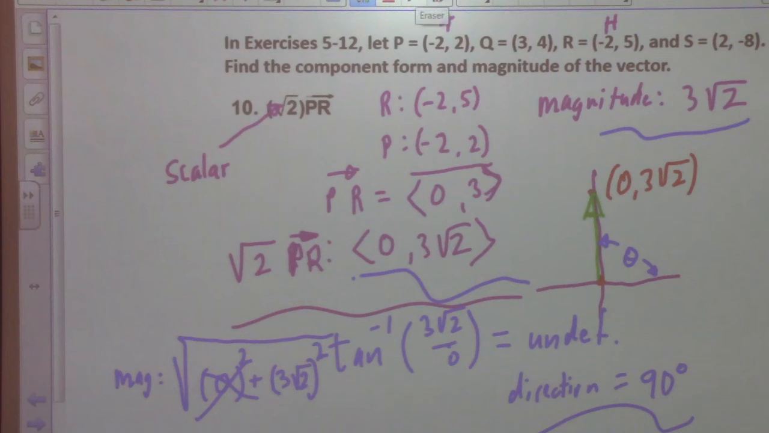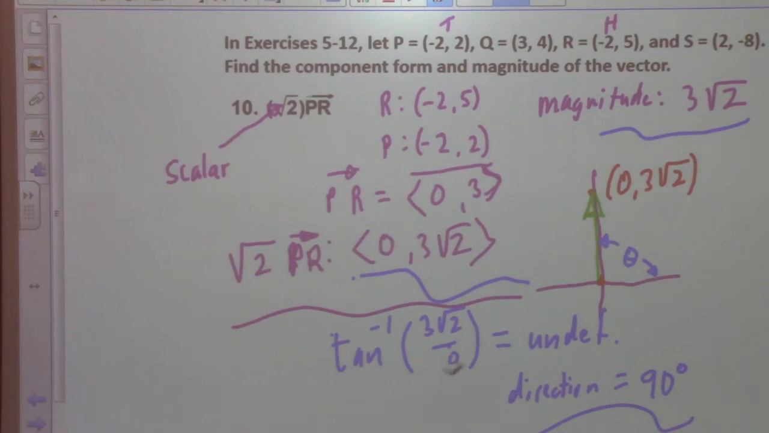As far as your direction goes, that was real tricky. I had a student who asked about this Friday. Karina asked about it. Because if you put this in a calculator, inverse tangent, you'll get undefined. Why is your inverse tangent going to be undefined? You can't divide by 0. Because you can't divide by 0.